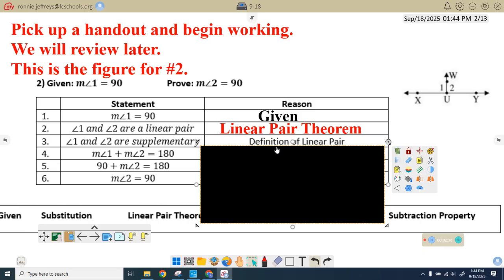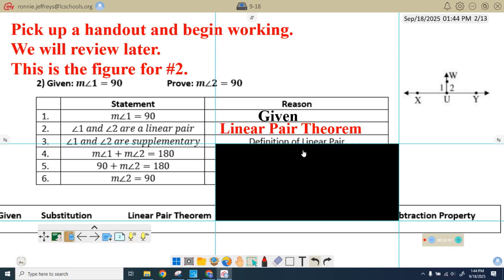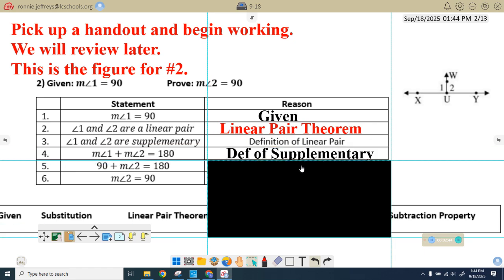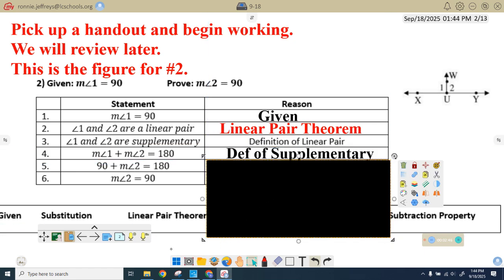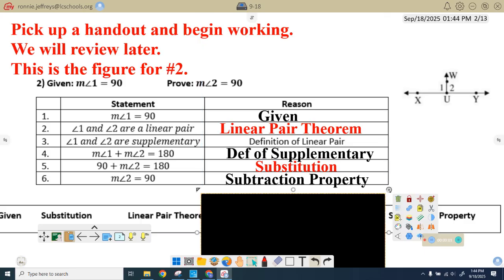Alright, now number 4, you should get definition of supplementary. Now we go from saying the measure of angle 1 plus the measure of angle 2 to 90 plus the measure of angle 2. That would be substitution and then subtraction.